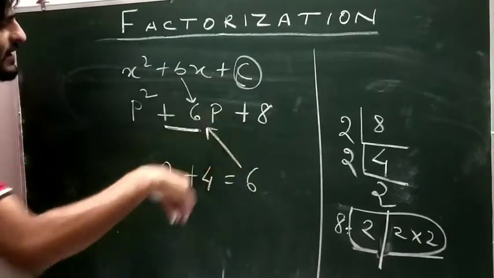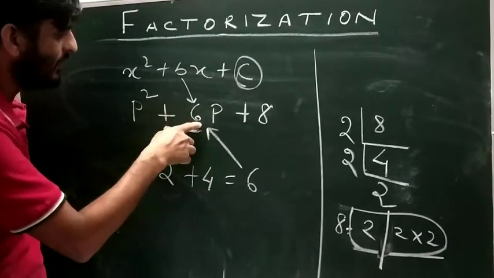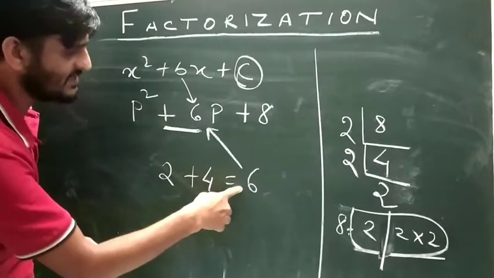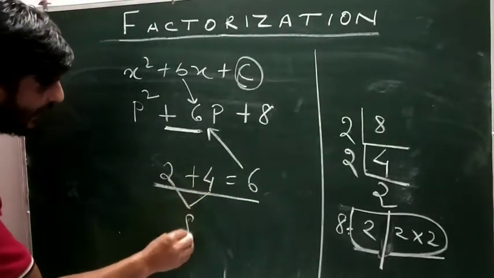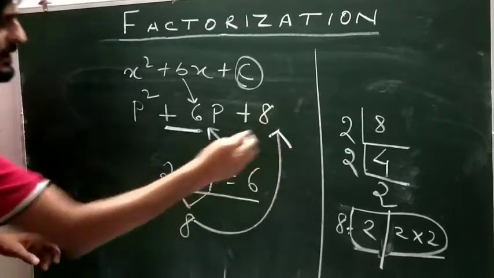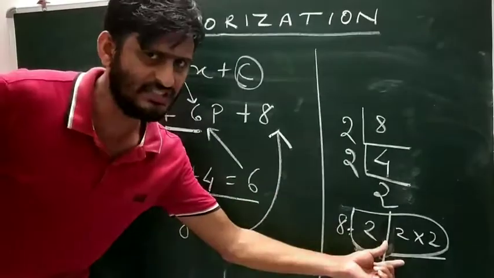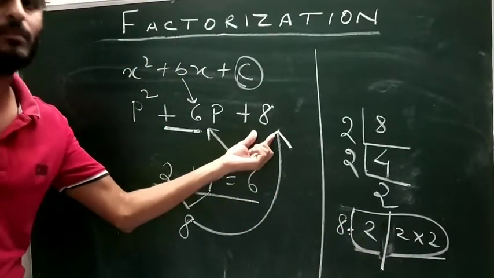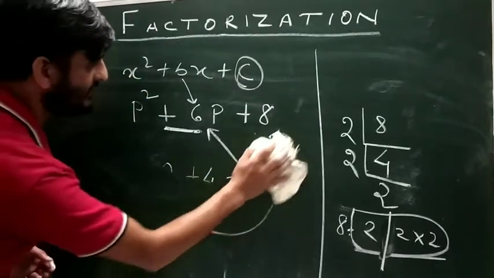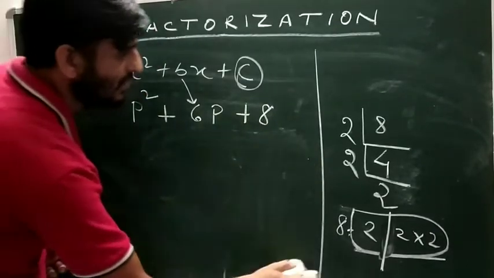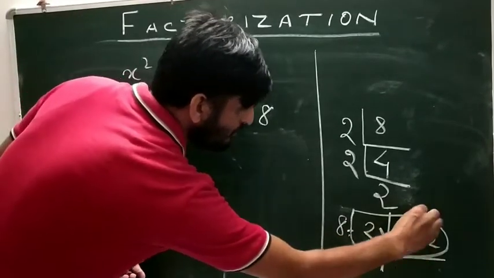That means we need the result 6. We have to find the result of the number with the sign also. Plus 6. Yes, and the multiplication of these two numbers is 8. That means we are getting 8. That means here it will be the addition of two factors and here it will be the multiplication of those factors.